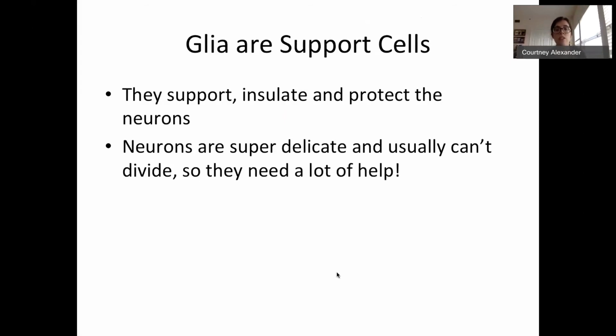And the neurons, they're super delicate. So we're going to see as a theme throughout this chapter that there are a lot of systems in place to protect our neurons. And that's because these cells are post-mitotic, meaning that they cannot undergo division anymore, mitosis. And as such, they need a lot of help because they won't be able to replace themselves, unlike other things like our skin, for example.